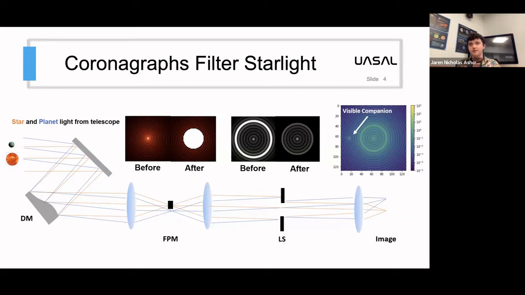Unfortunately, diffraction happens, and so a little bit of that starlight makes it to the final pupil plane. And so we use a little undersized aperture to block the remainder of that starlight, or a lot of it. And the result is a little visible companion that you can see there on the right, which would be the planet orbiting your star that is much fainter than the star. And this is the principle of coronagraphy.